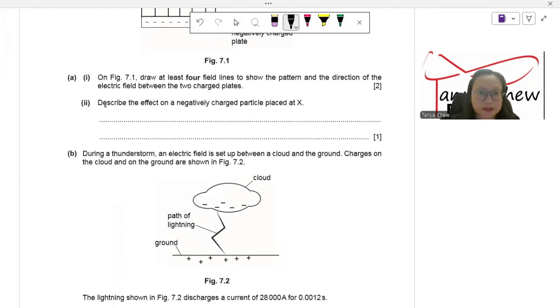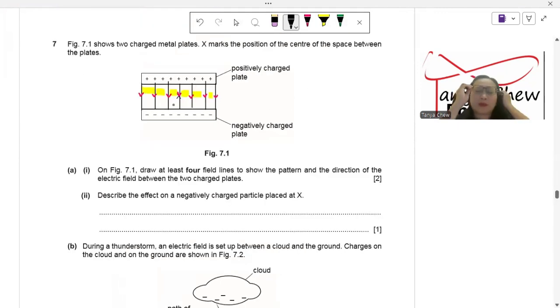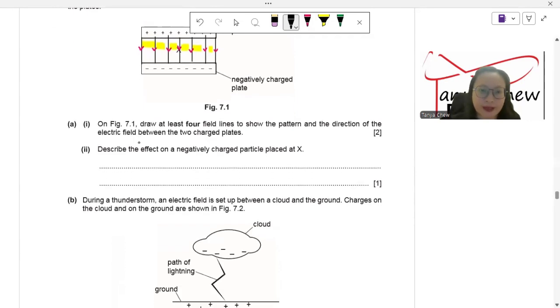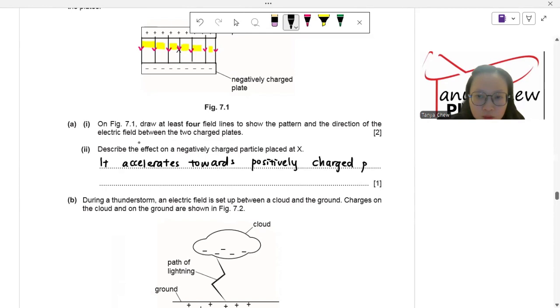Now, the second part, describe the effect of a negatively charged particle placed at X. When a negatively charged particle is placed at X, negative and positive will be attracted. The negative particle will be attracted to the positive plate, whereas it will also be repelled by the negative charged plate. So I say that it accelerates towards the positively charged plate.